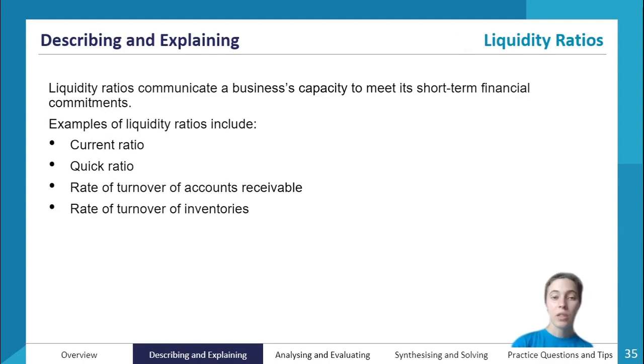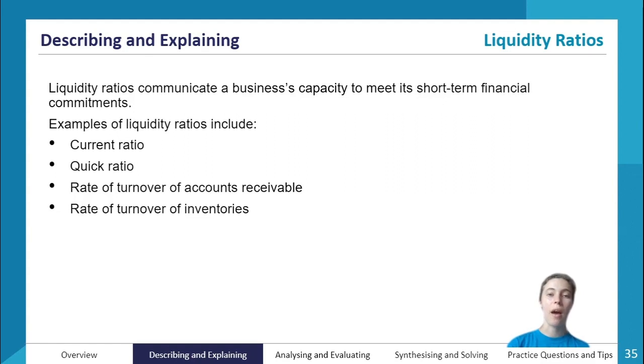The other aspect you need to know about for now is the liquidity ratios. So later on in the year, you'll look at stability ratios as well, and then some ratios that are specific to public companies. That doesn't come until the end of year 12. But for now, liquidity ratios are going to communicate a business's capacity to meet short-term financial commitments.